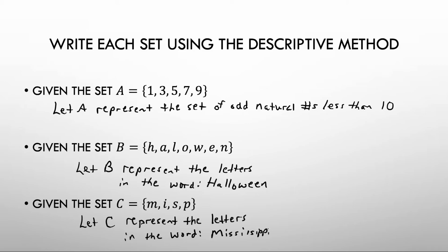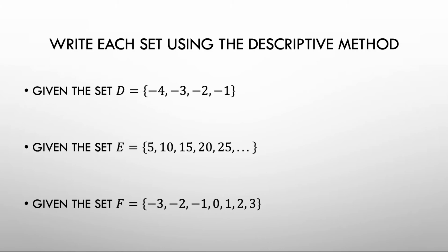Okay, so we've seen that. Let's look at a couple of more examples. All right, set D is the numbers -4, -3, -2, and -1. So let's think about how we can describe those 4 values. Again, we're going to start off the same way. Let D represent the set. So what kind of numbers are those? Those would be integer values if they have negatives. All right, so we're going to say let D represent the set of integers.